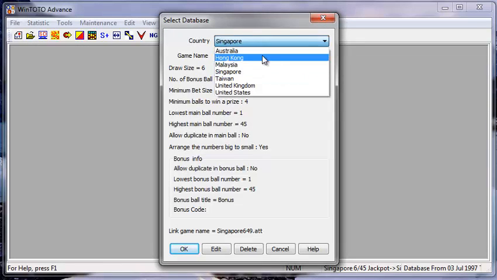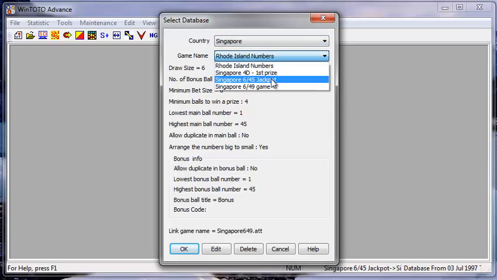Alright, I want to share the first thing: in Open database, if you bought Wintoto Advance software, you will see that we have Australia, Hong Kong, Malaysia, Singapore, Taiwan, UK, and US data. But for today we are discussing Singapore.